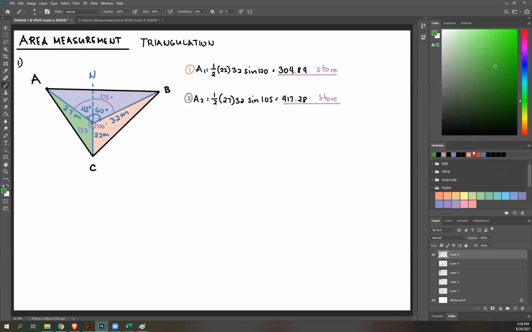And then finally, area 3, 1/2 AB sine theta. So it's this one, the green one. So A, B, sine of the angle in between. What's the answer?